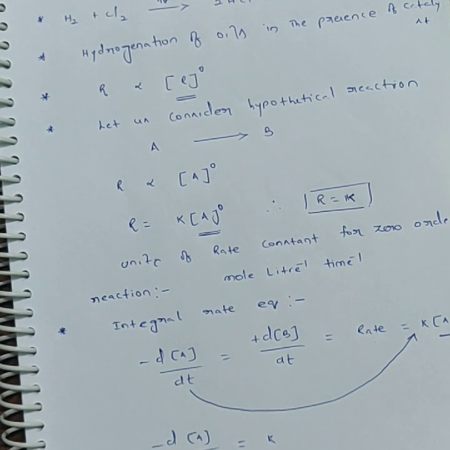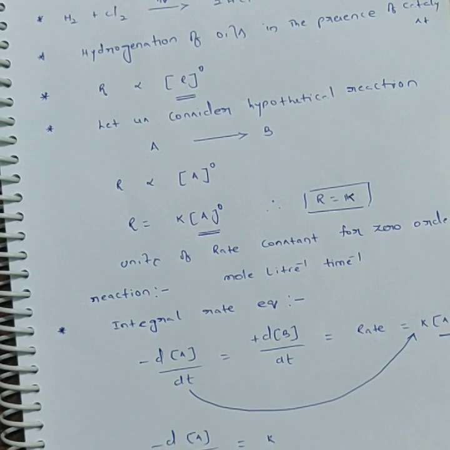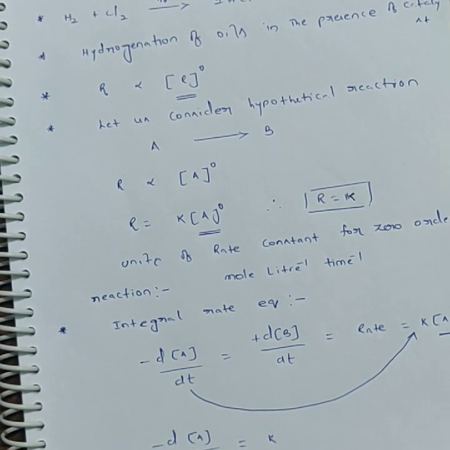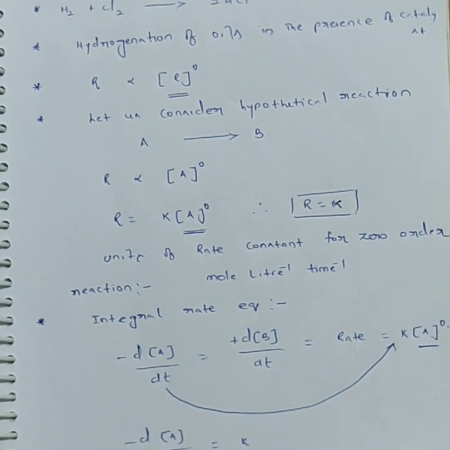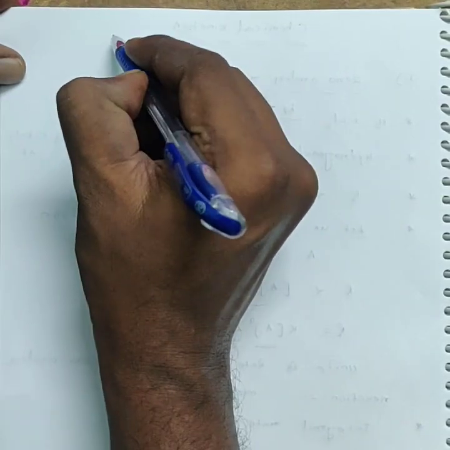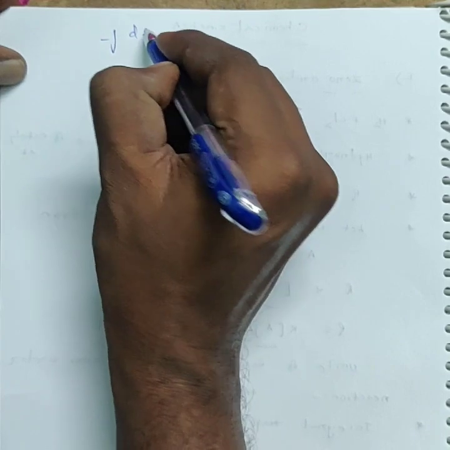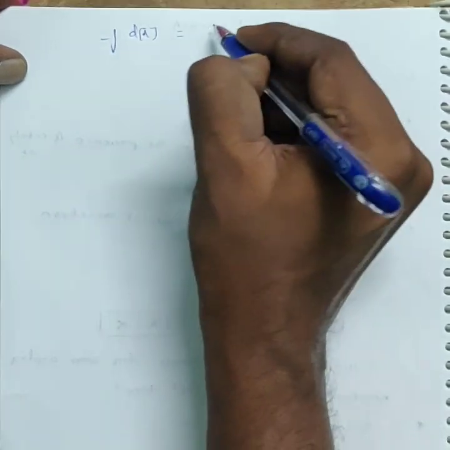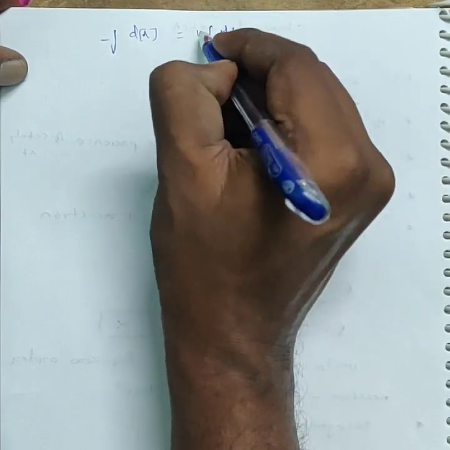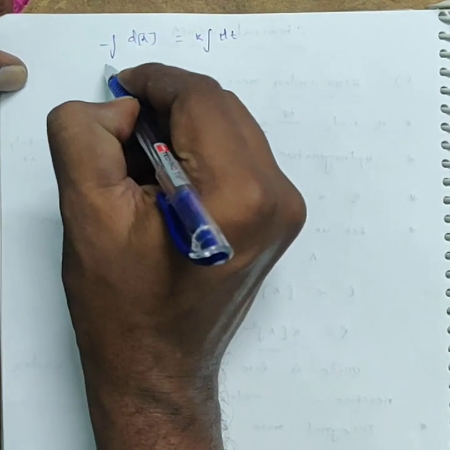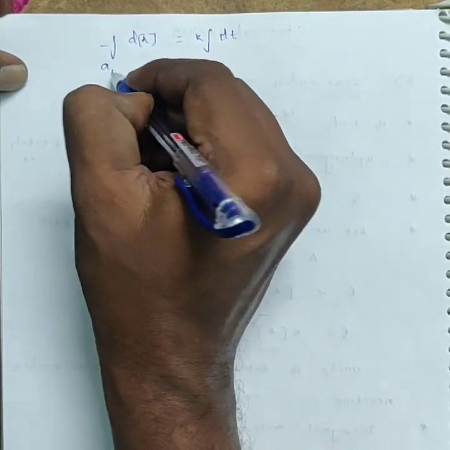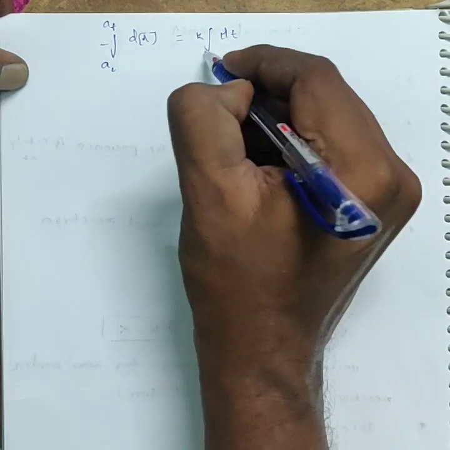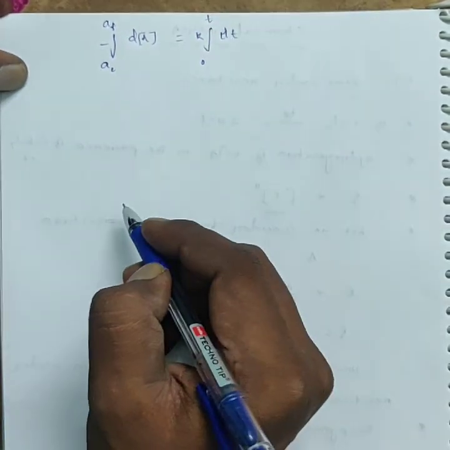Integrate the above equation on either side. So what will you get? Integral of dA is equal to integral of K dt. Here the limits are initial concentration to final concentration. Here the limits are time 0 to t.